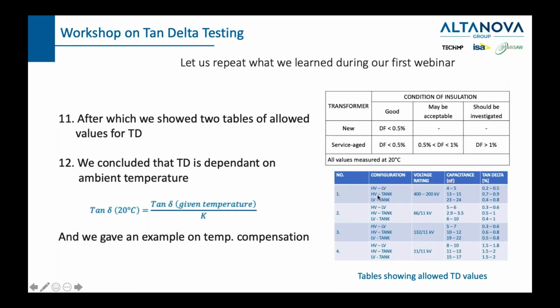Also, we spoke about the fact that, as you can see, all these values are measured at 20 degrees Celsius. They are measured at 20 degrees Celsius because the tan delta is dependent very much on the temperature. So if it's dependent on the temperature, we also saw that if you measure tan delta at 70 degrees Celsius, and we are measuring the temperature of the oil, in that particular case it means that it is like 1% at 20 degrees Celsius. So we need to take that in mind and also compensate the tan delta temperature-wise. That is something which our test sets can do automatically.